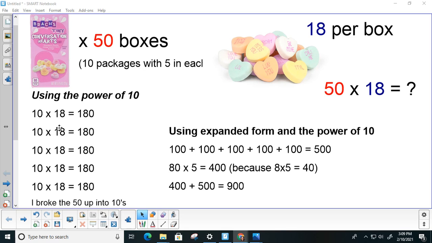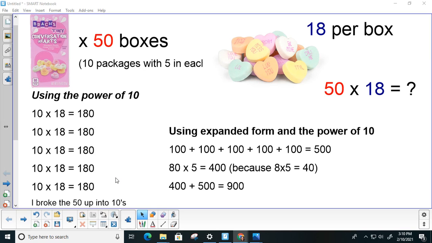Now, first looking at this does not look like an easy problem to solve. However, if we use the power of 10, we know that any number that ends in 0 can be multiplied by that first number and then put the 0 back on. 18 times 1 is 18. But because of the power of 10, I need to put that 0 back on the end of the problem, and I know that my answer is 180. So 10 times 18 is 180, and that happens 5 different times.